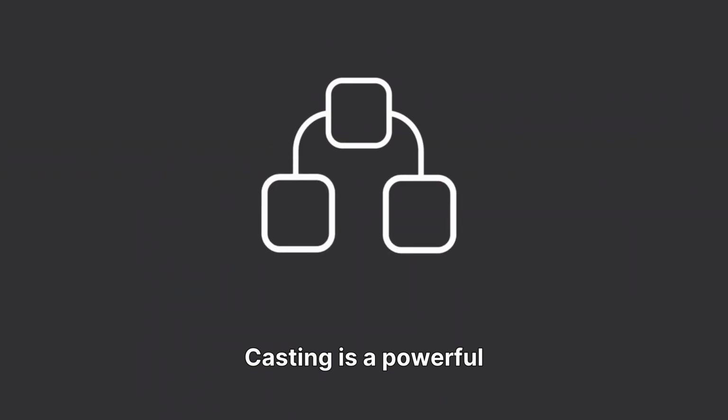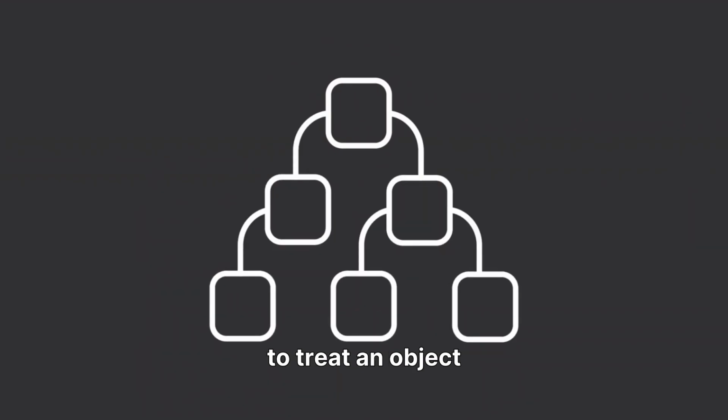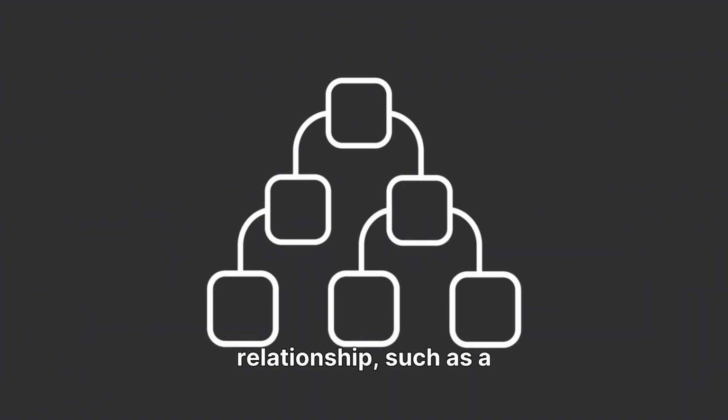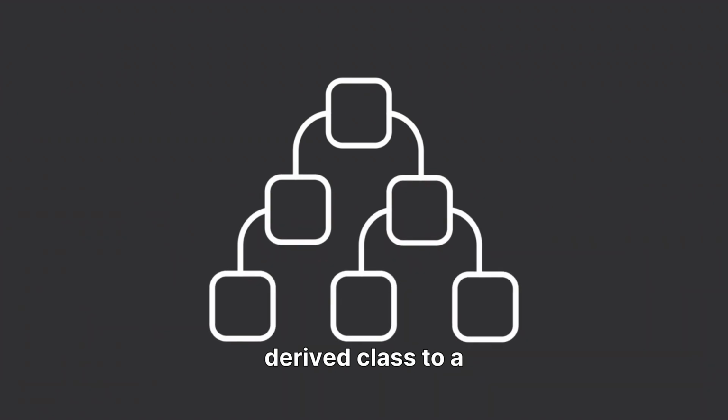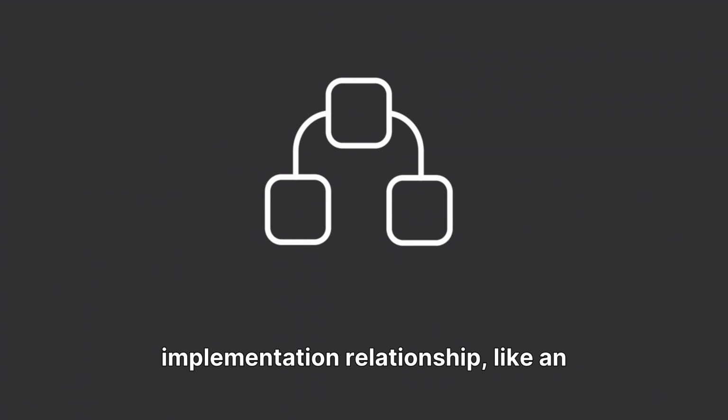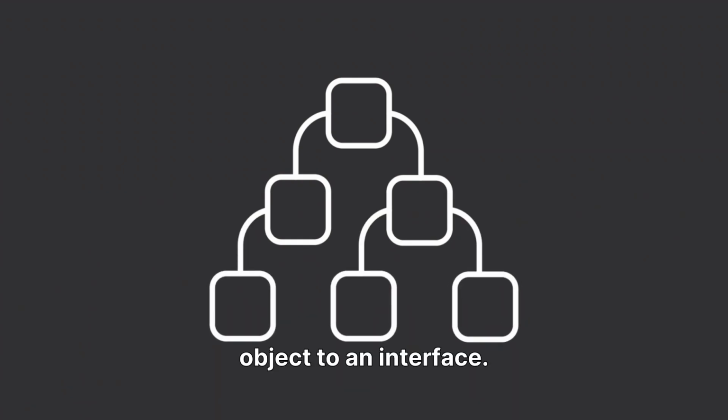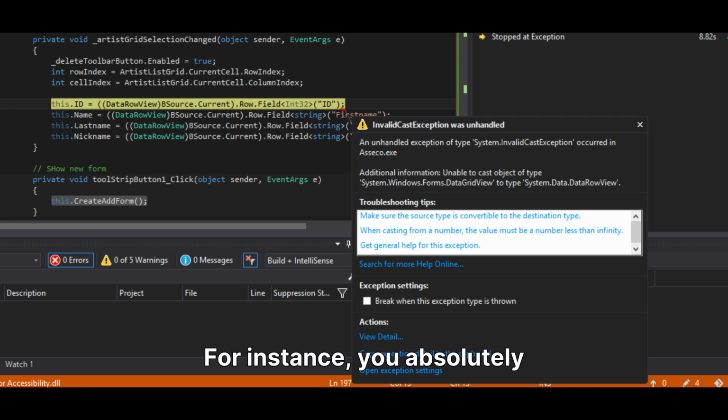Casting is a powerful feature that allows you to treat an object of one type as another, but only provided there's a valid inheritance relationship, such as a derived class to a base class, or an implementation relationship, like an object to an interface. For instance, you absolutely cannot directly cast a string like "hello" to an integer type because there's no inherent conversion path between them. Even if a string contains "123", a direct cast will fail, as it's still a string at its core.